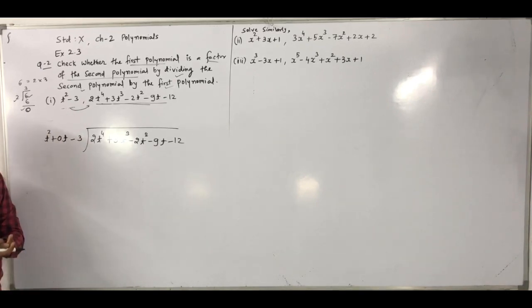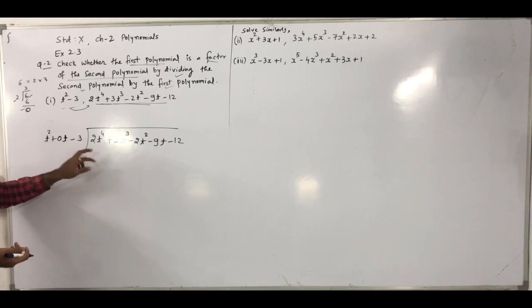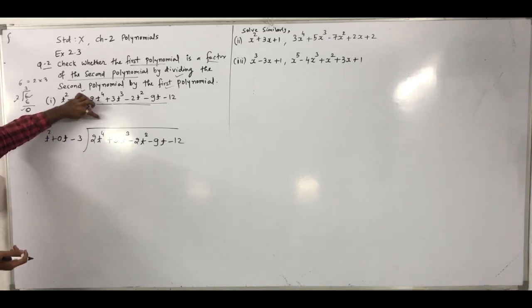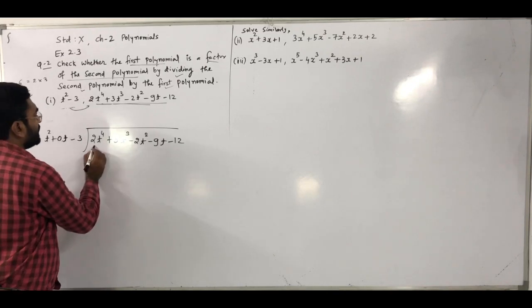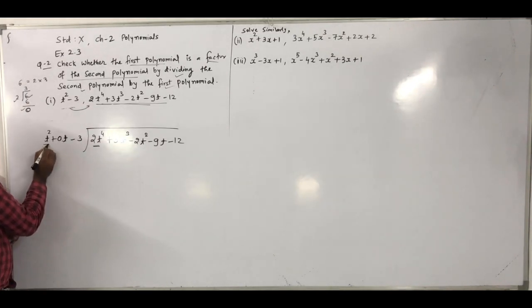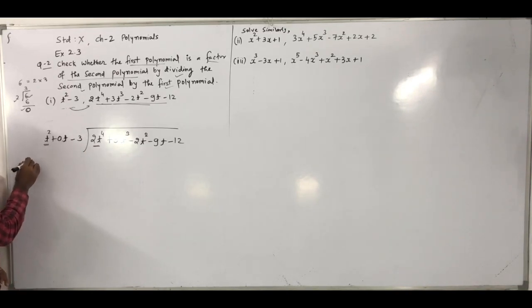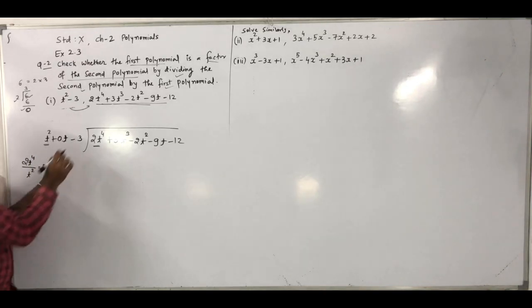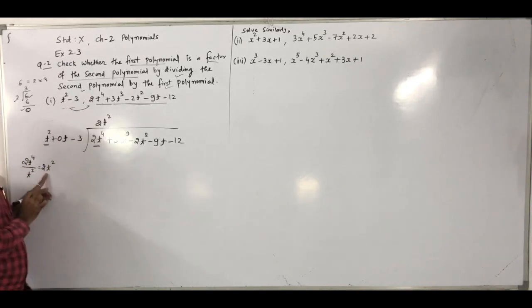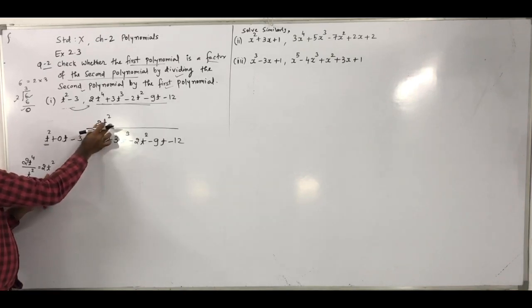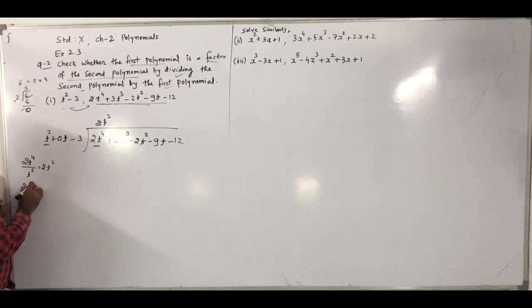Now, as we defined in our previous class, for finding the first term of the quotient, what do we have to do? Divide the first term of p(t) by the first term of the divisor polynomial. The given polynomial's first term is 2t raised to 4 and the divisor polynomial's first term is t square. So we get 2t square, which is the first term of our quotient polynomial. Whatever first term we get, we multiply it with all terms of the divisor polynomial. The divisor polynomial is t square plus 0 into t minus 3.